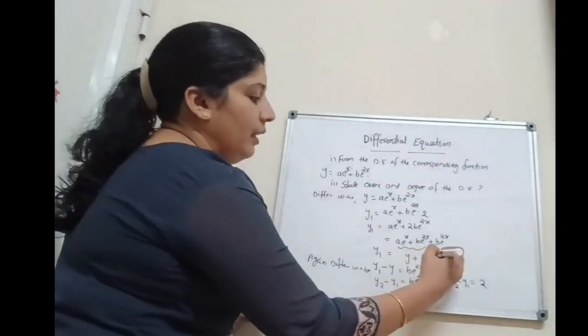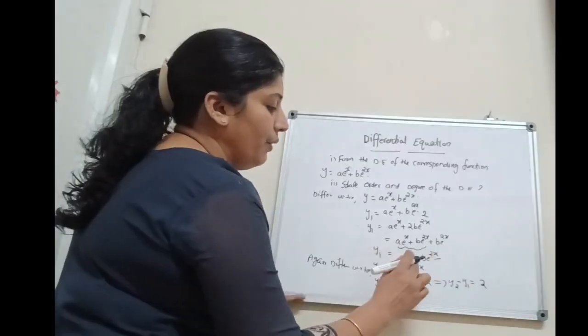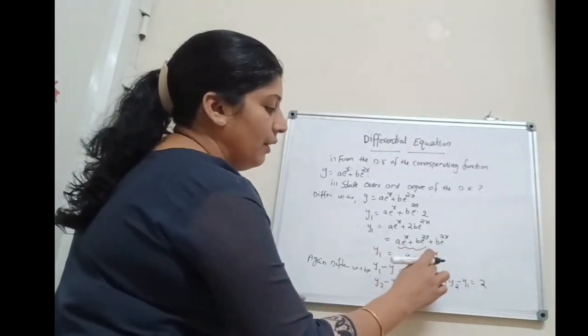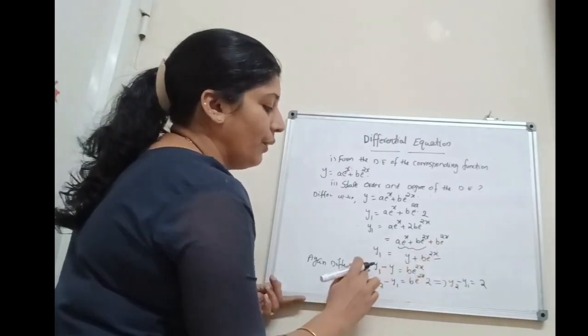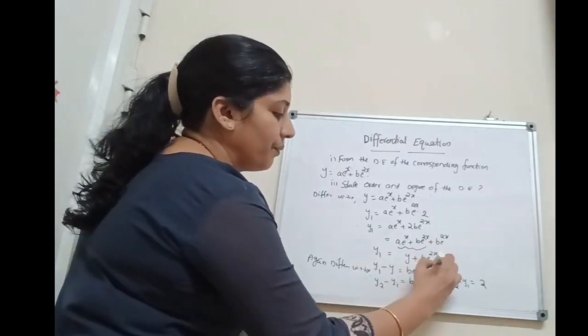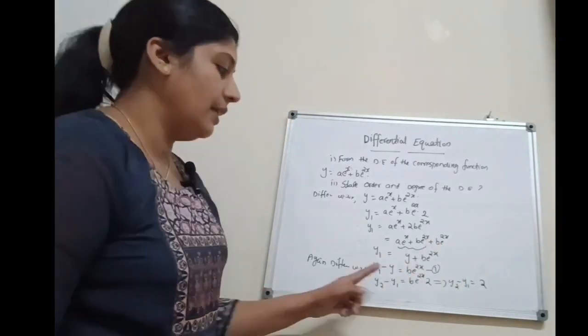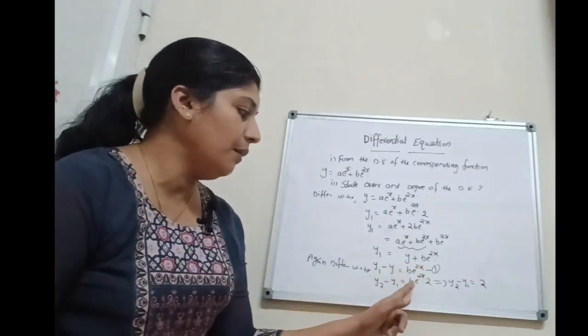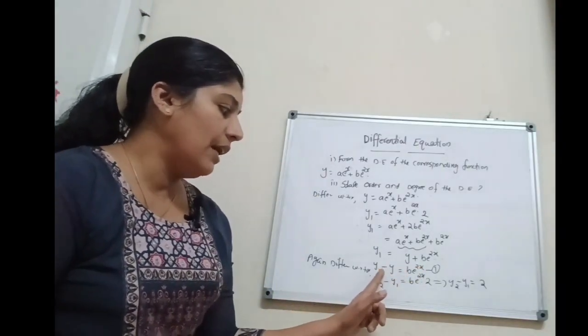Now here, the first one, y1 equal to y plus b e raised to 2x. In this equation, we can get b e raised to 2x equal to y1 minus y. That is, y1 minus y equal to b e raised to 2x. Therefore, substituting b e raised to 2x as y1 minus y.